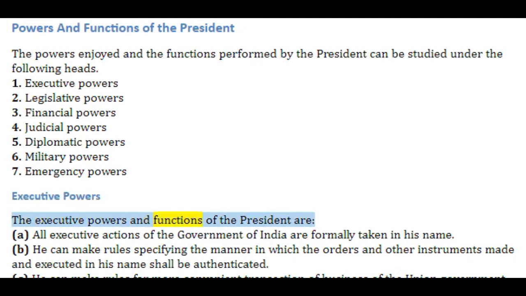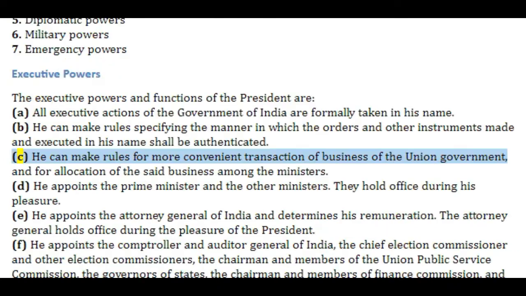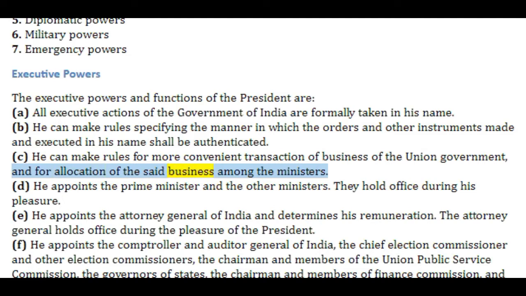The executive powers and functions of the President are: a. All executive actions of the Government of India are formally taken in his name. b. He can make rules specifying the manner in which the orders and other instruments made and executed in his name shall be authenticated. c. He can make rules for more convenient transaction of business of the Union Government and for allocation of the said business among the ministers.